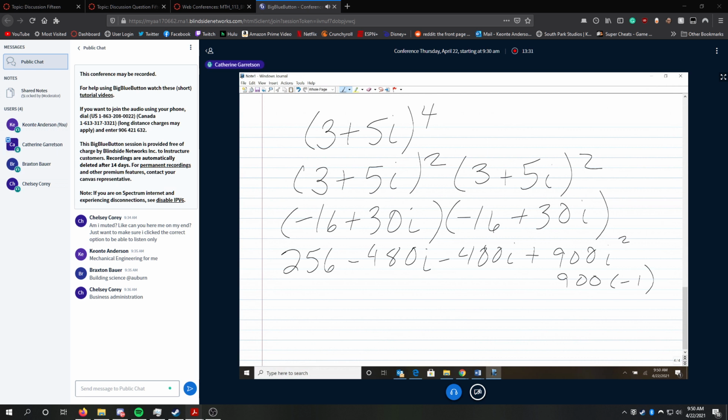So this is like saying 256 minus 900. So 256 minus 900 is a -644, and then we add 480 and 480, and we get a minus 960i. So again, we come up with a complex number.